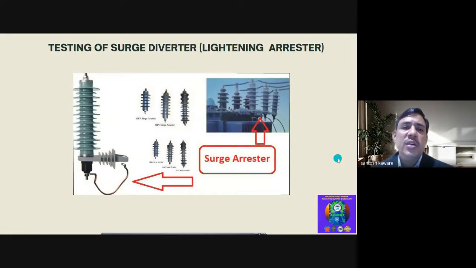Then we have surge diverters, which are also known as lightning arresters. Generally, we provide lightning arresters at the start of a line or substation, or on the HV and LV side of the transformer. These are most important equipment because the first equipment which will sustain the lightning stroke is the lightning arrester. It is the first equipment in the switchyard. That is why these must be tested at their own level.